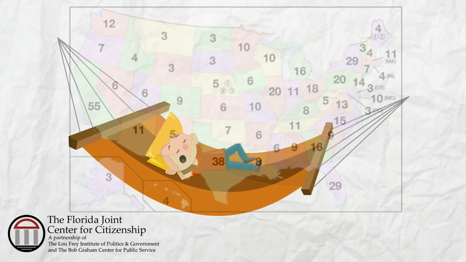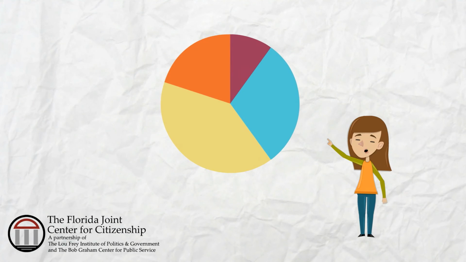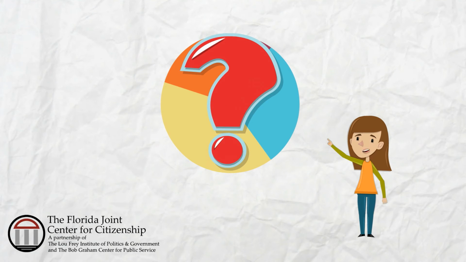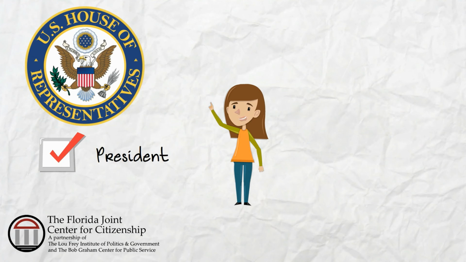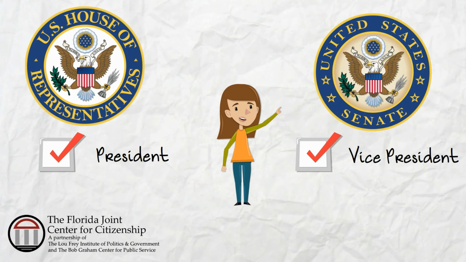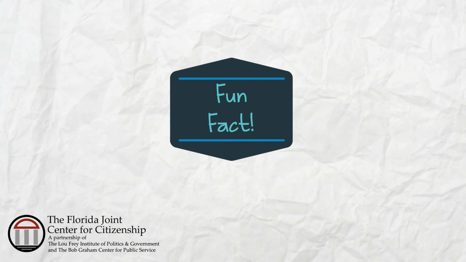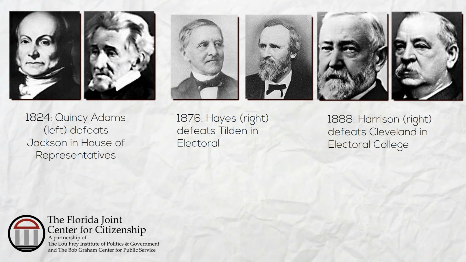The Electoral College isn't always this simple. Sometimes no one gets a majority of the electoral votes. So, what happens then? If nobody wins, the House of Representatives elects the president and the Senate elects the vice president. Fun fact, sometimes the person that wins the most popular votes doesn't win the Electoral College vote to become president. How can that happen?